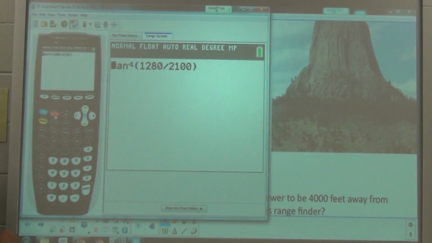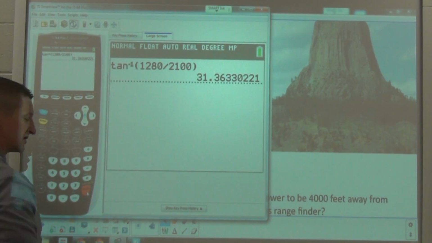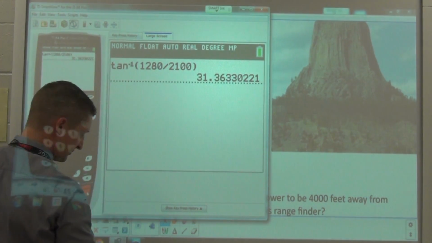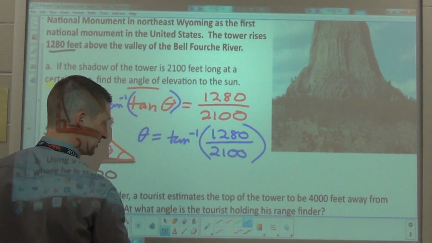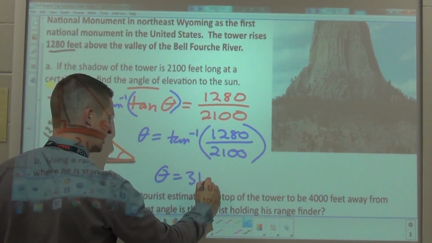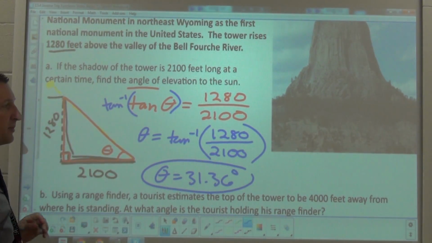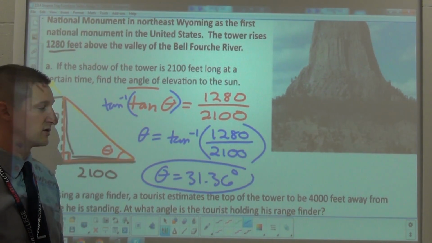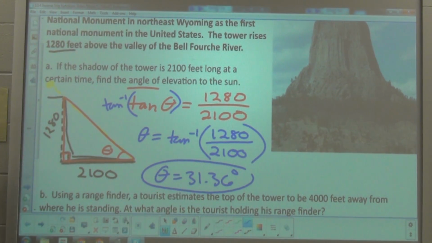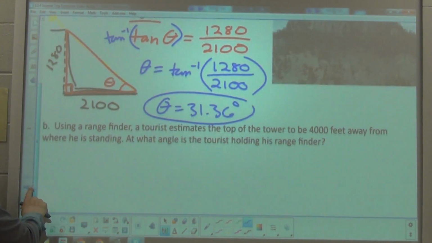Quit, go back to the problem. I'm ready to go. I hit enter. I get 31.36. So I'm going to write that down as my answer. 31.36 degrees is approximately the angle of elevation we have looking up at the sun based on the information that's given to us. Now, does that sound like a reasonable number? I'd say so.